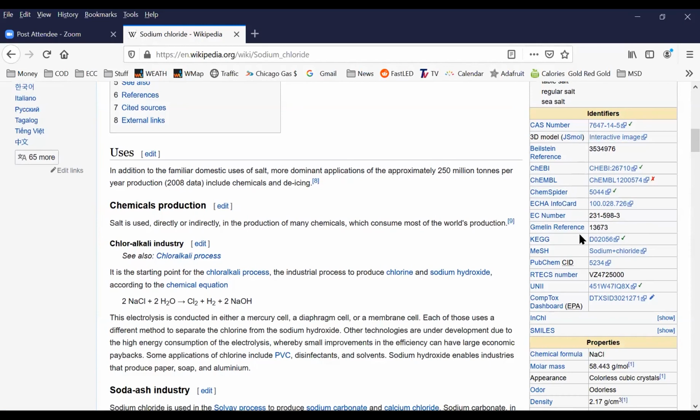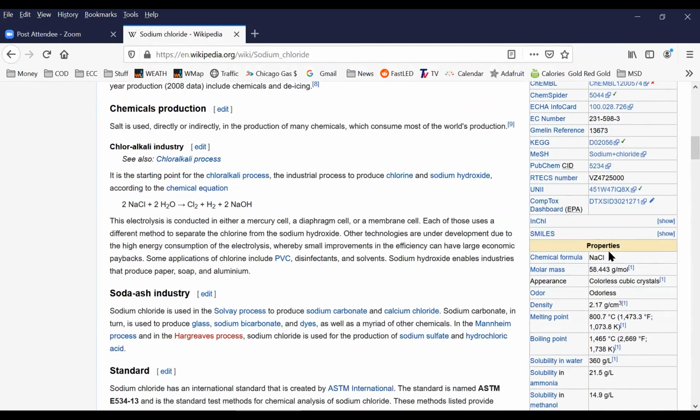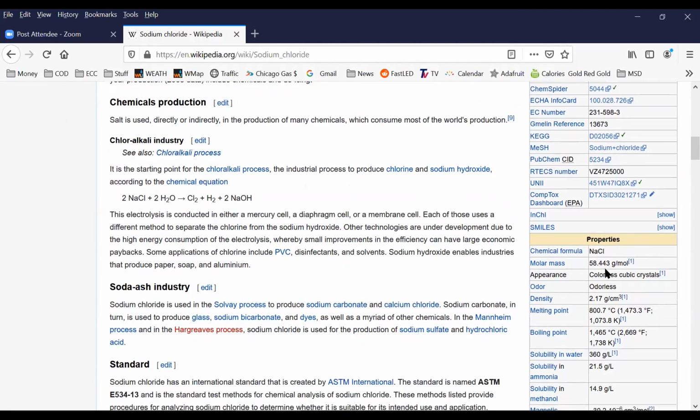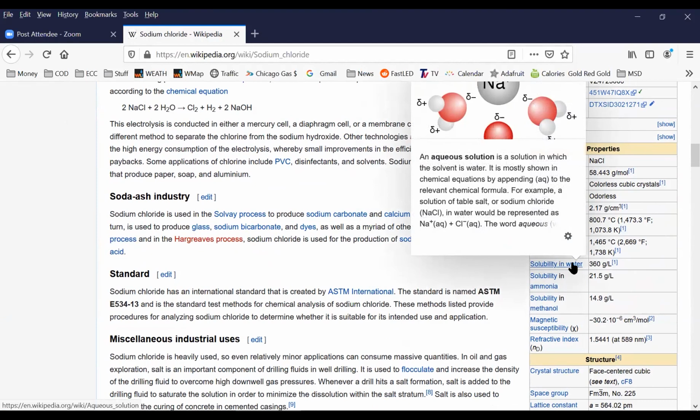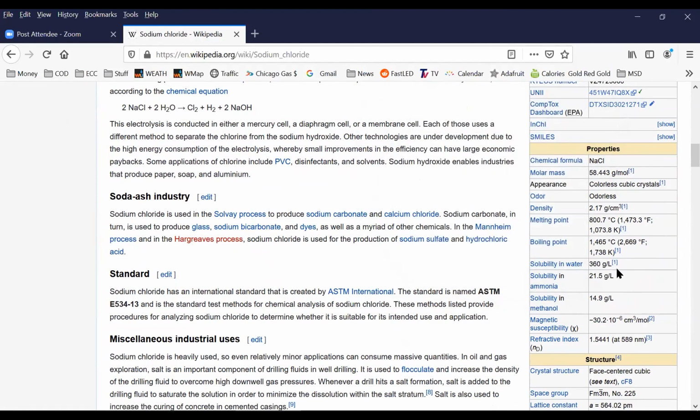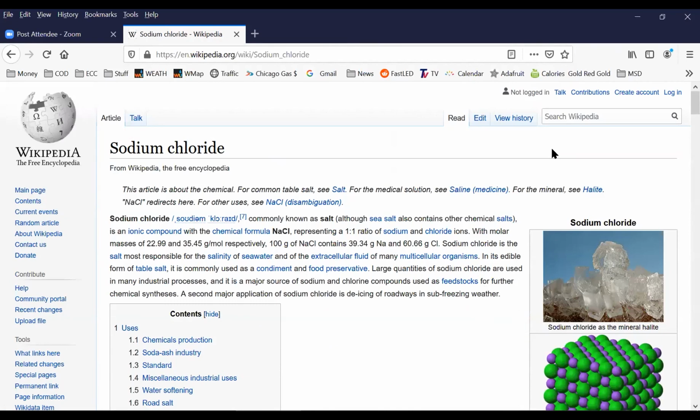You'll see identifiers, then you'll see properties. You learned about physical properties for sodium chloride. Please pass the NaCl. It has the molecular weight. And notice down here, it has solubility in water and ammonia and methanol. I don't know why you would do that. But if we look at here, the maximum amount you can dissolve is 360 grams per liter. L is liter of volume. And let's do one more just for the fun of it.